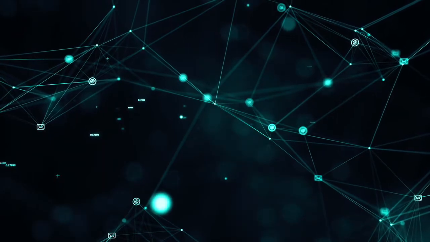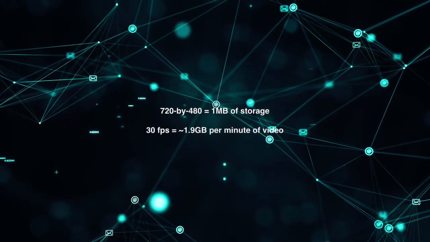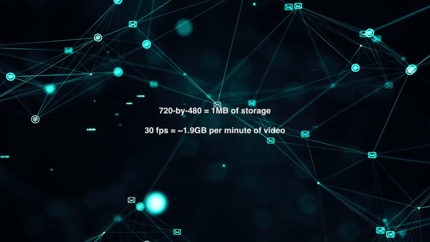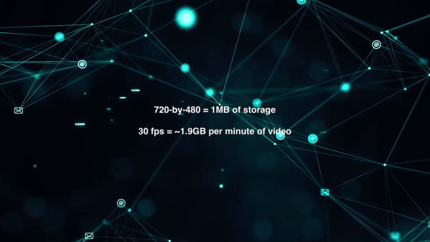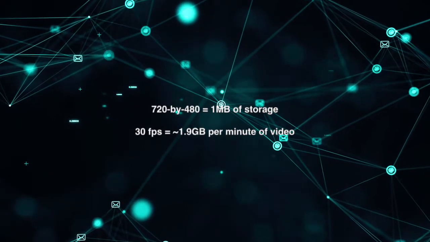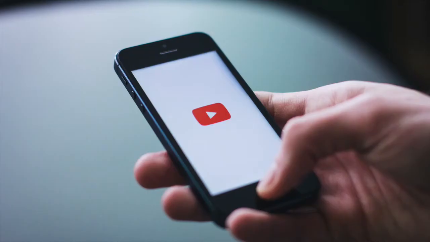However, the more you compress a signal, the more you affect its quality. If you remove too much data, the effect can be seen in image files and heard in audio files. One frame of uncompressed digital video at a resolution of 720 by 480 requires about 1 megabyte of storage. At 30 frames per second, that's about 1.9 gigabytes per minute of video. Imagine how much space a 10-minute video would occupy.